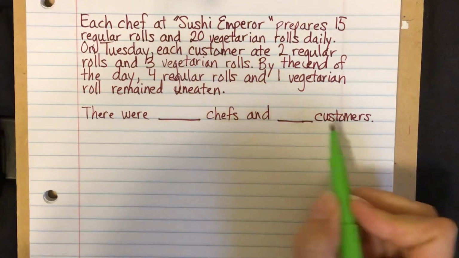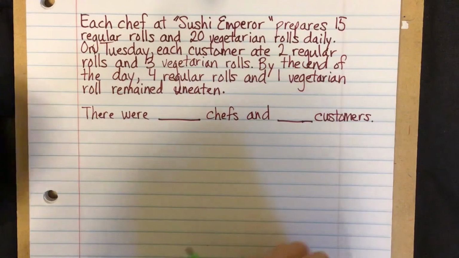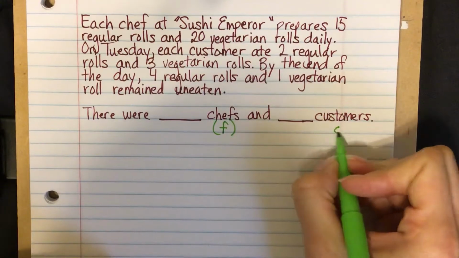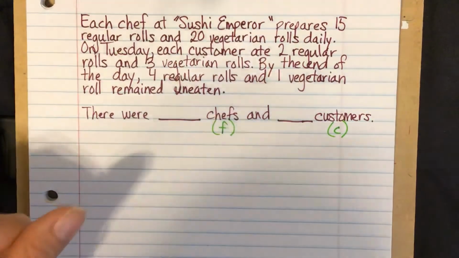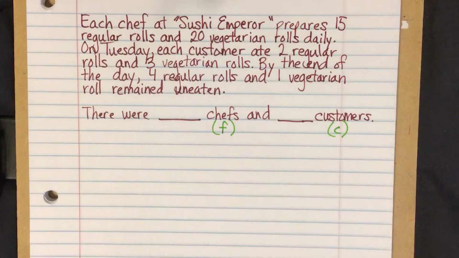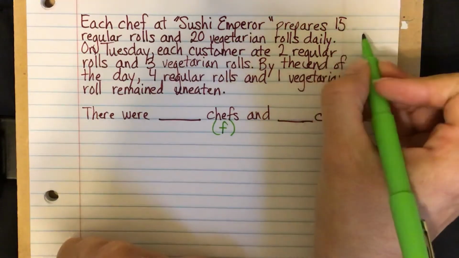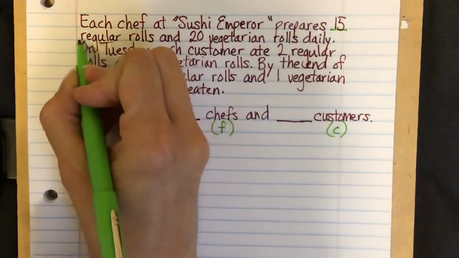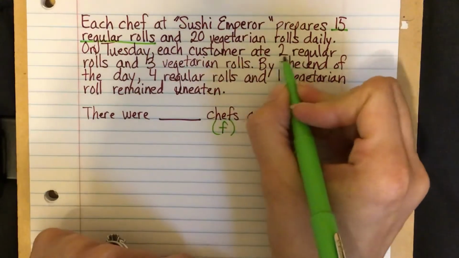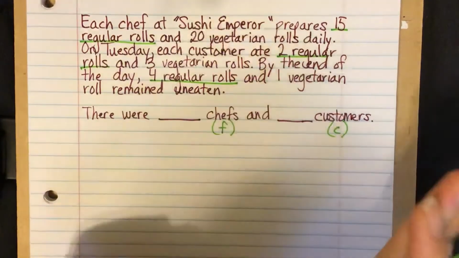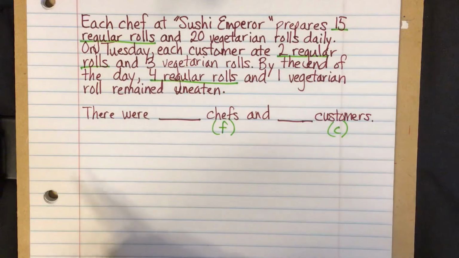They both start with C, so I'm not going to use C as the variable for both of them. So for chefs, I'm going to use the variable F, and for customers, I'll use the variable C. Now, the way they deliver the information to you is confusing. Because what we're going to want to do is first look at just the information regarding the rolls. So we have 15 regular rolls. Each customer eats 2 regular rolls. And by the end of the day, there are 4 regular rolls left. So we're just going to focus in on that information first of all.